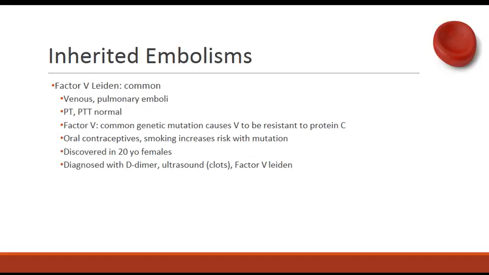PTT is normal. It's a common genetic mutation. It causes factor V to be resistant to protein C, and protein C is needed also. Oral contraceptives like birth control and smoking increase the risk. It's usually discovered in women who are about 20 years old.